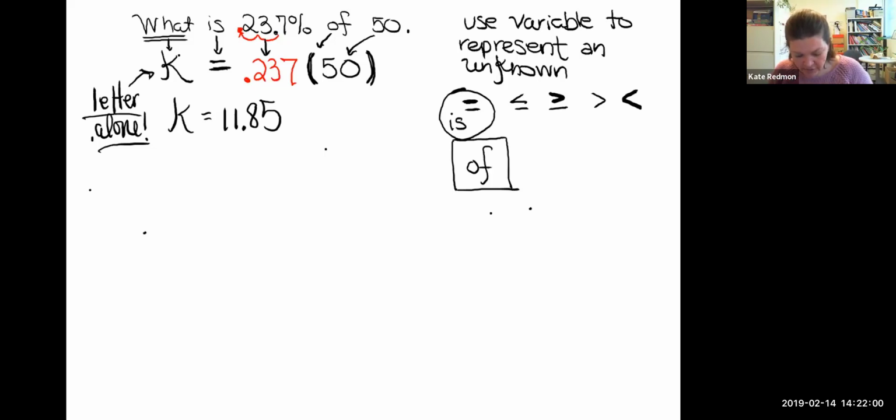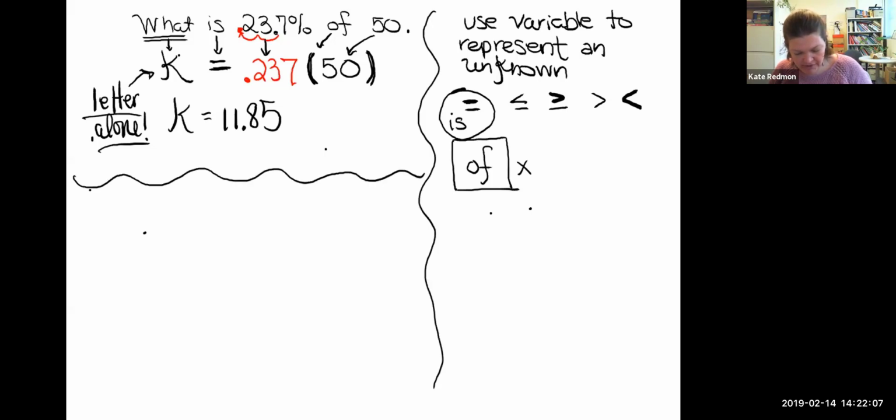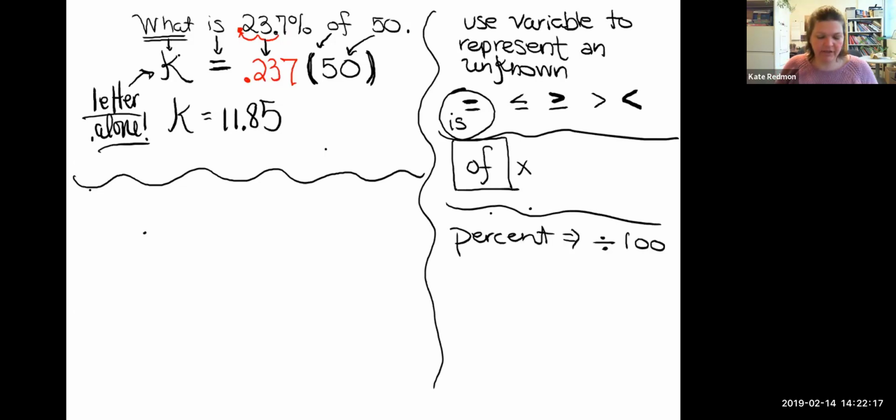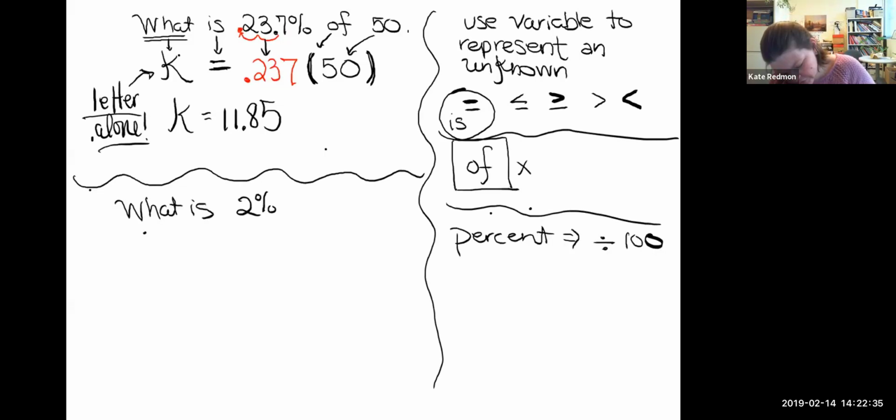Okay, so we said is means equals and of means multiply. Okay, and percent means divide by 100. With that in mind, we can translate a lot of things. Okay, let's try another one. Okay, let's try what is 2% of 14.